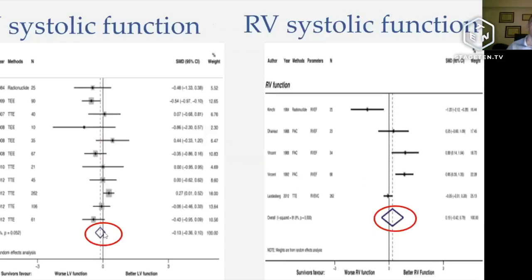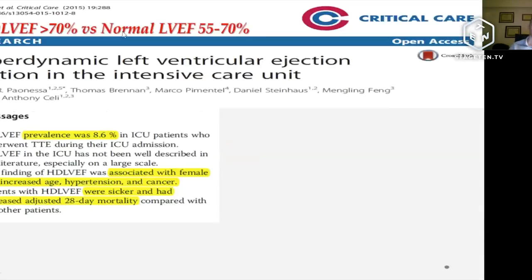However, until we evaluate LV systolic dysfunction with ejection fraction, we can say that probably it is not associated with mortality. And in this regard, the paper from Joseph Paonessa compared patients with hyperdynamic LV ejection fraction, so those with more than 70% ejection fraction, versus those with normal ejection fraction, which was defined as 55 to 70%. And this was done not in septic patients, but generally in the intensive care unit. There were both sepsis and non-sepsis patients. The prevalence was roughly 8 to 9%, so 1 in 11 patients got that.